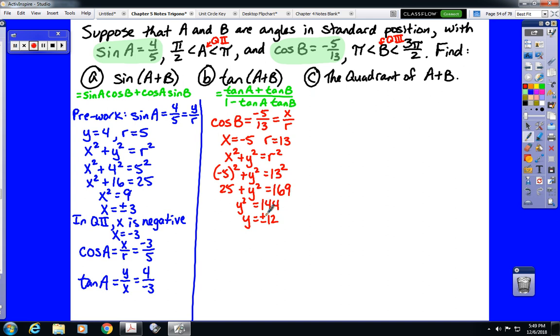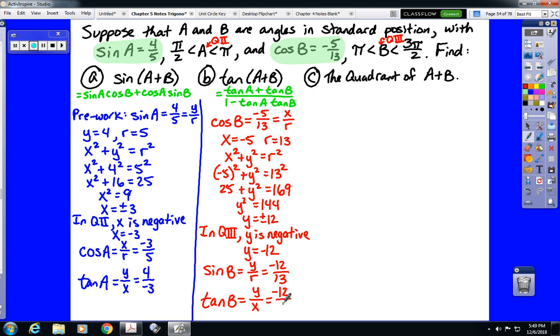Now again, we have to figure out which one we're dealing with. So we go up here and we say, oh, B is in quadrant 3. And in quadrant 3, y is negative. So y would be negative 12. And if y is negative 12, then the sine of angle B, which is y over r, is negative 12 over 13. And tangent of B, which is y over x, would be negative 12 over negative 5. Those negatives would cancel and leave 12/5.